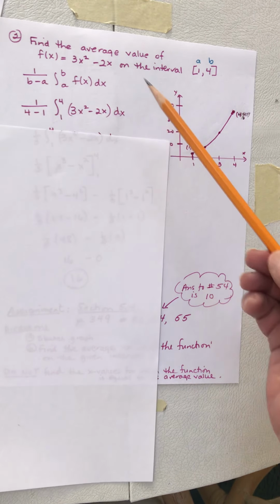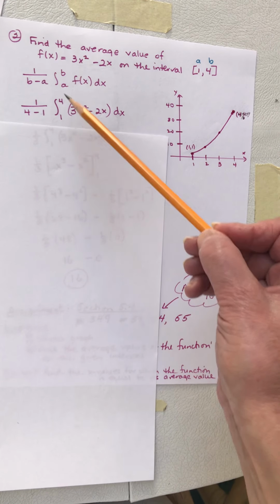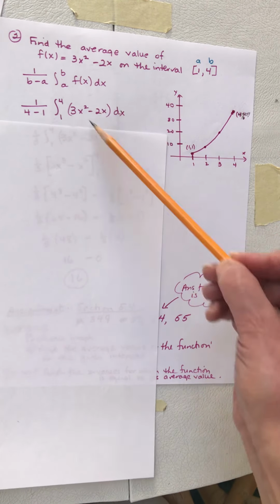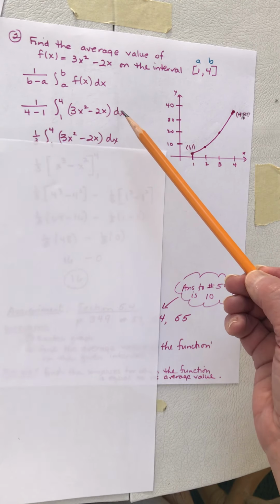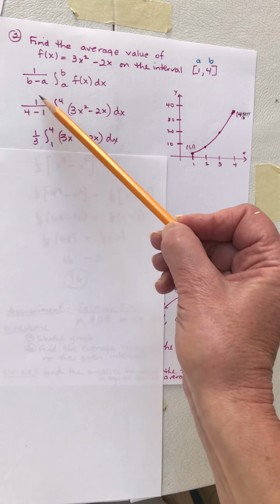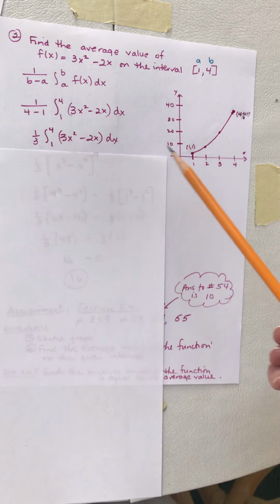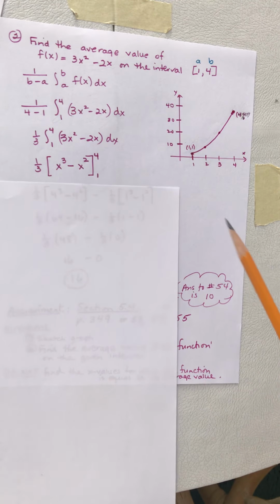So here's our formula. We plug in our 4 and our 1, so 1 over 4 minus 1 times the integral from 1 to 4 of our function, and then we find our antiderivatives. The antiderivative, we subtract. We simplify this. 1 over 4 minus 1 gives us 1/3. All right, now we find our antiderivatives.